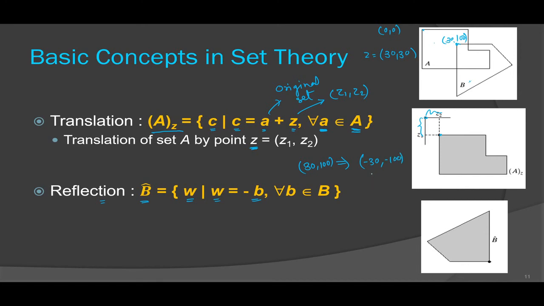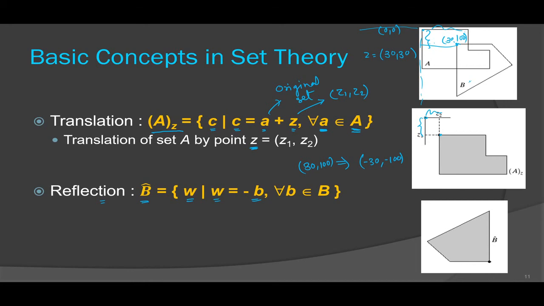Is that okay? Let us assume this is the origin, this is 30 here, and this is 100. So minus 100 would be towards this side and minus 30 would be upwards. This is how each pixel or each point in this set is converted to form the reflection of the image. I hope you have understood the concept.